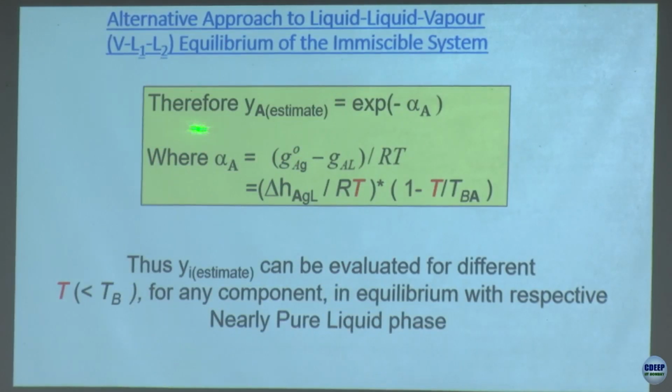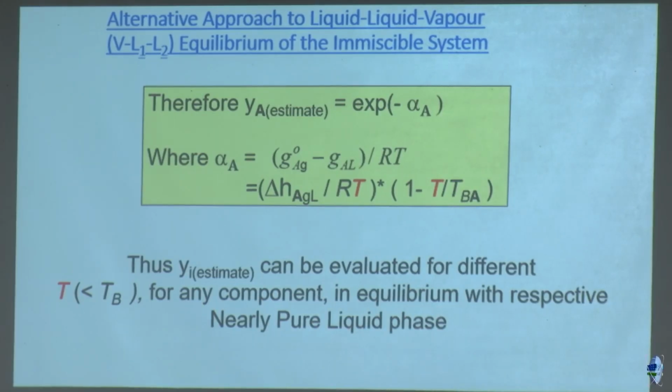So therefore the YA estimate is nothing but this alpha A is equal to this particular difference, and this expression is nothing but this expression. Okay. So YA, the mole fraction of A estimate, is equal to exponential of this term. Thus, Y estimate can be evaluated for different T at a value of T smaller than the boiling point for any component in equilibrium with respect to nearly pure liquid phase.